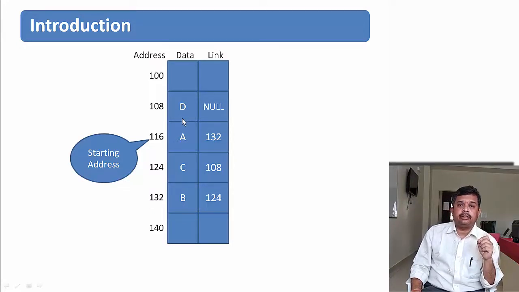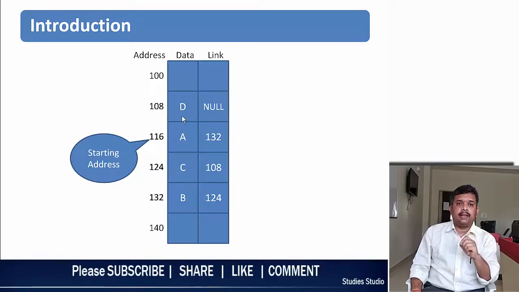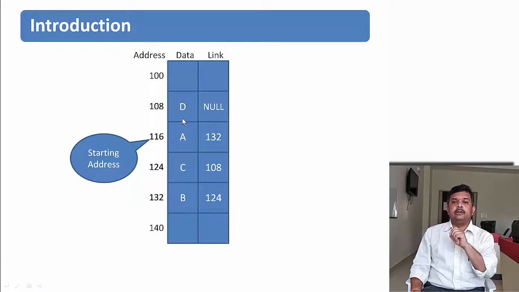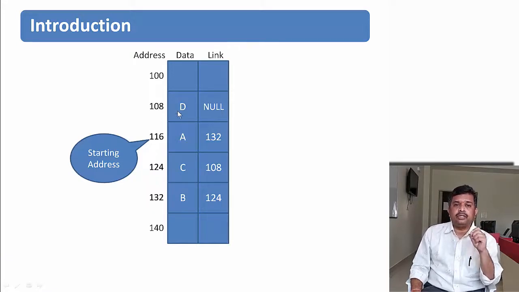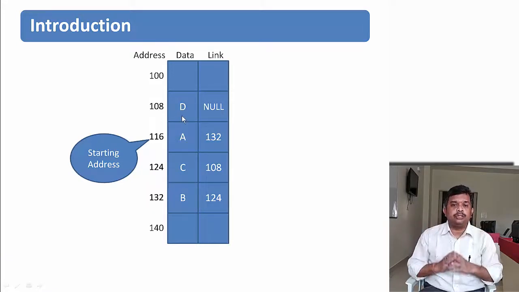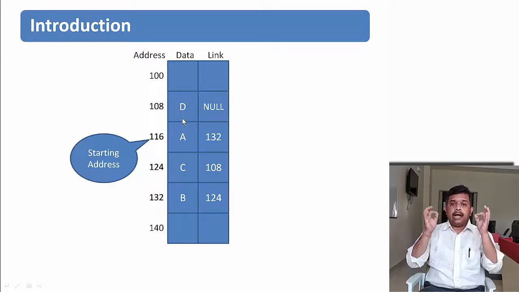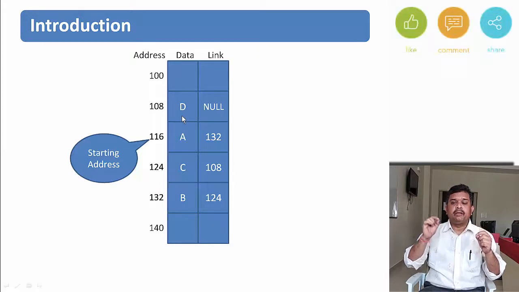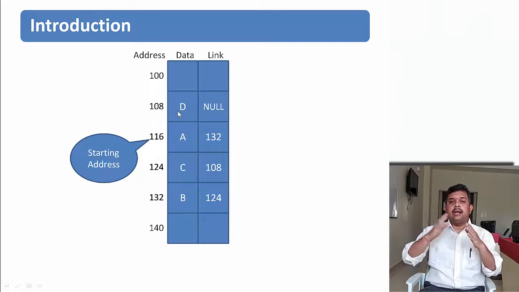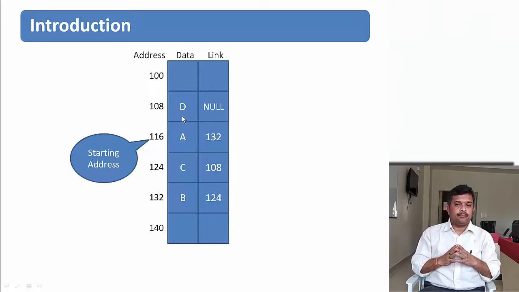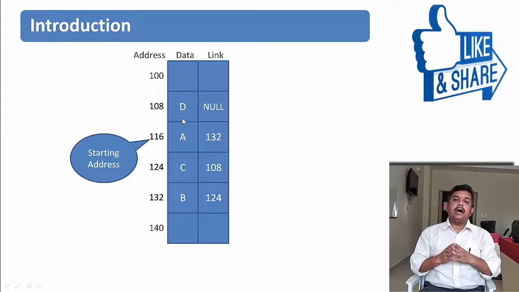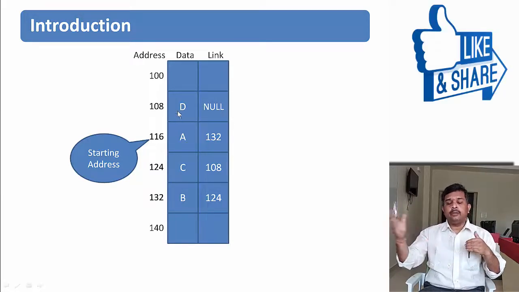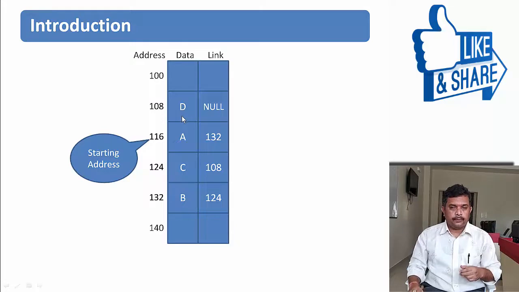We cannot refer to the third or fourth node directly. Only the link attached to the second node can indicate where the third node is, and the second node's position is available at the first node's link. Hence, to get the ith node, we have to go through all the nodes in sequence. It means I have to go to node 1, then node 2, then node 3, until the i minus 1th node. Unless and until I complete the i minus 1th node, I will not be able to go to the ith node.